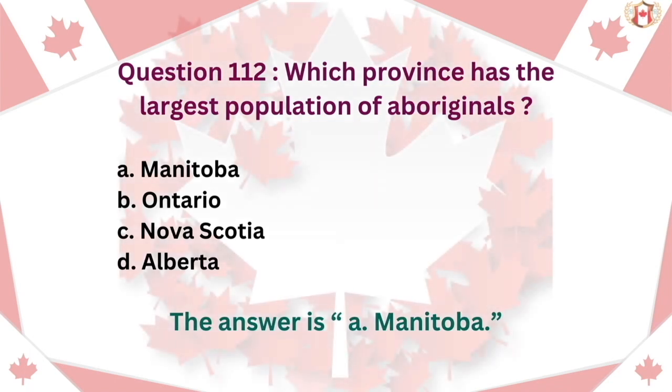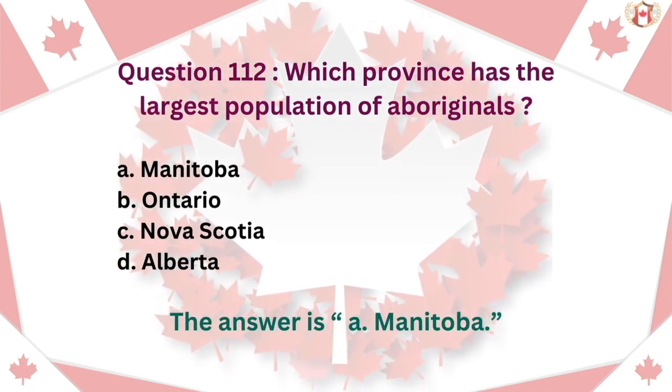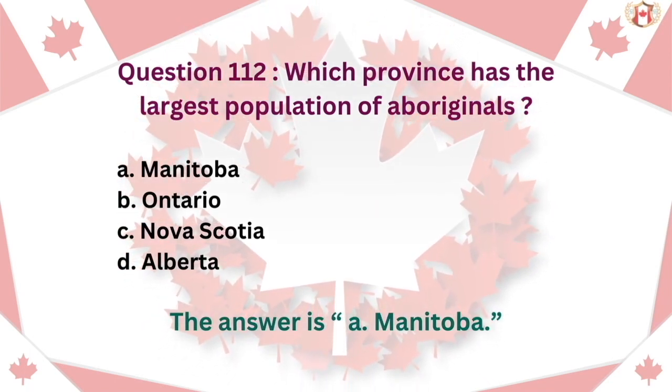Question 112. Which province has the largest population of Aboriginals? A. Manitoba. B. Ontario. C. Nova Scotia. D. Alberta. The answer is A. Manitoba.